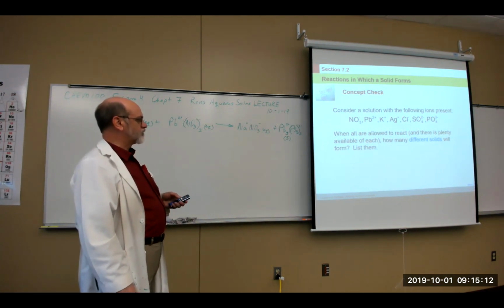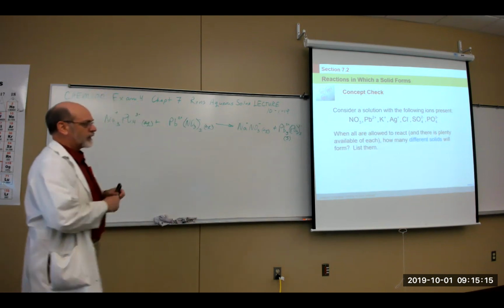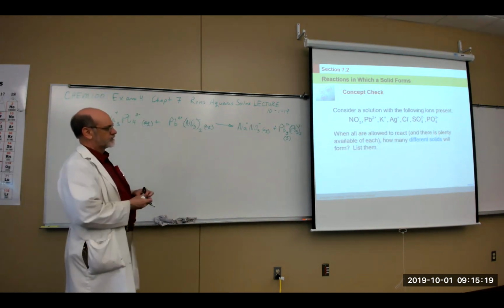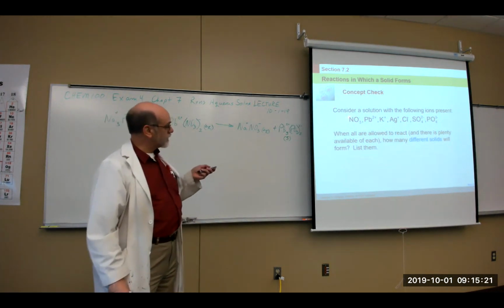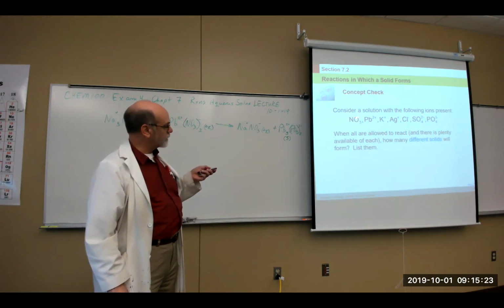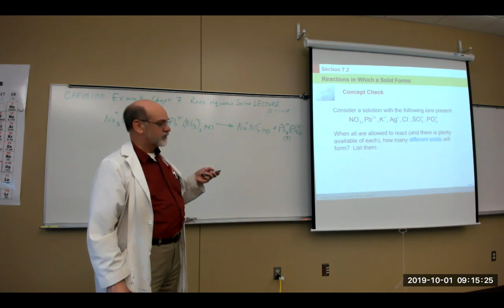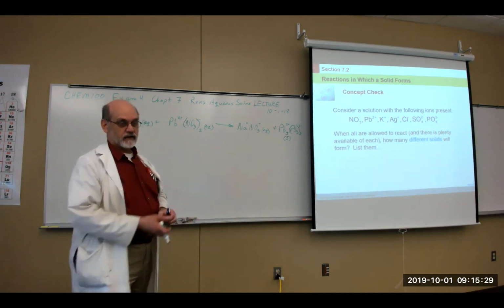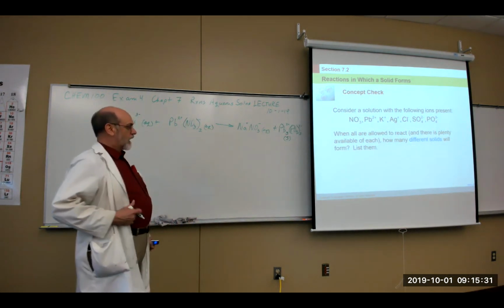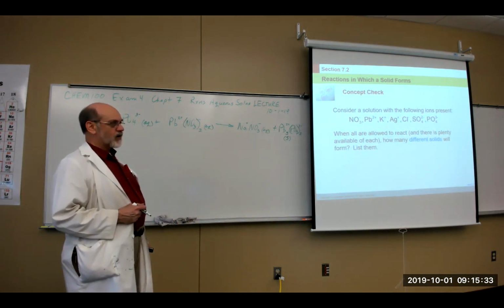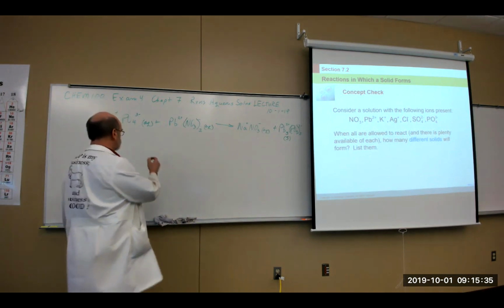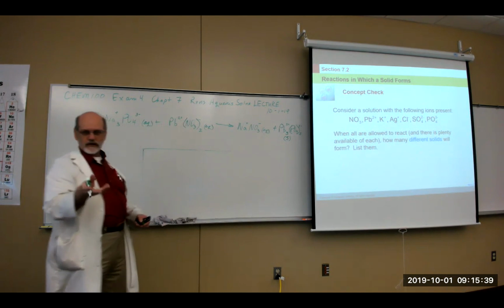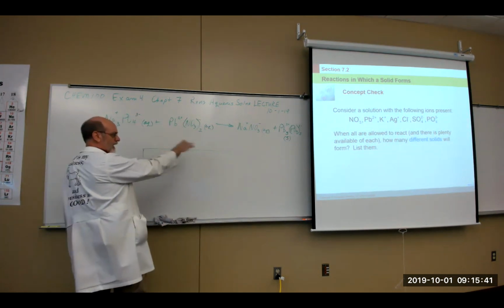How many different solids will form? Okay, how do we decipher this mess? Well, you'll notice that some of them are anions and some of them are cations. So you know the cations are not going to interact. Only the anions are going to interact. So the simplest way is to set up a chart, like your solubility chart. Put the cations across the top.